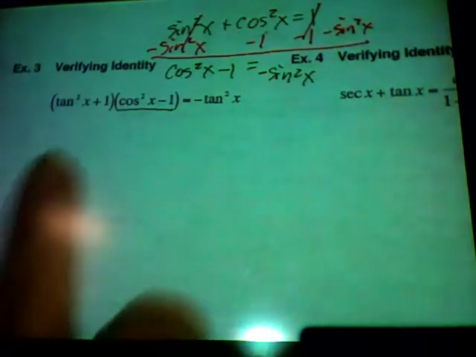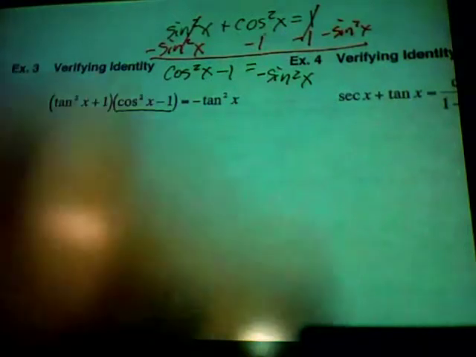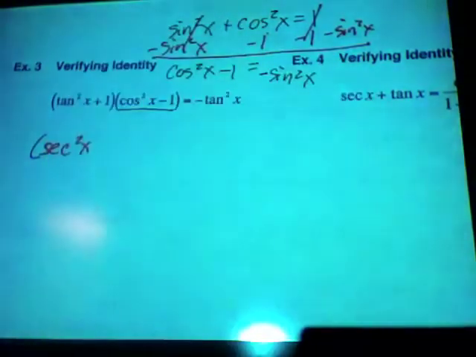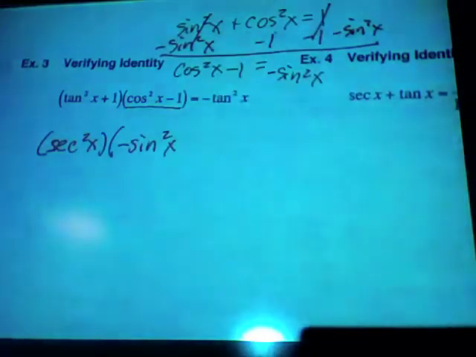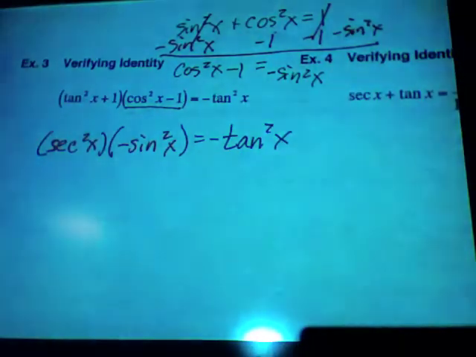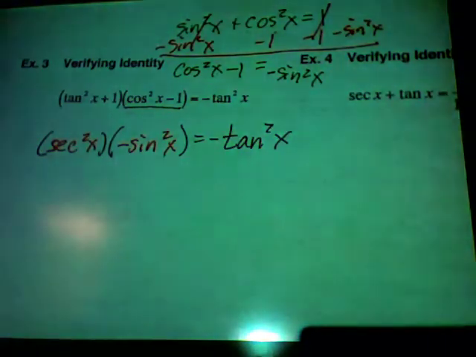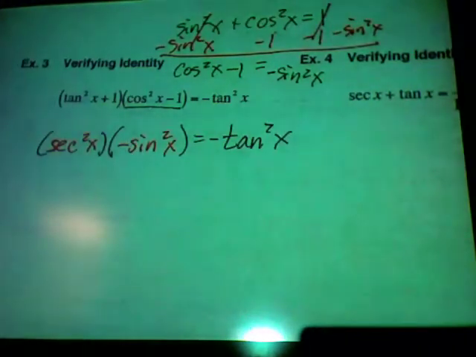What am I going to replace this with? Okay, so this gets replaced with secant squared x, because that's a direct conversion, right? And then this gets replaced with a negative sine squared x equals negative tangent squared x. No, because we want the negative, because the left side's negative, right? Oh, you could, but I just wouldn't.